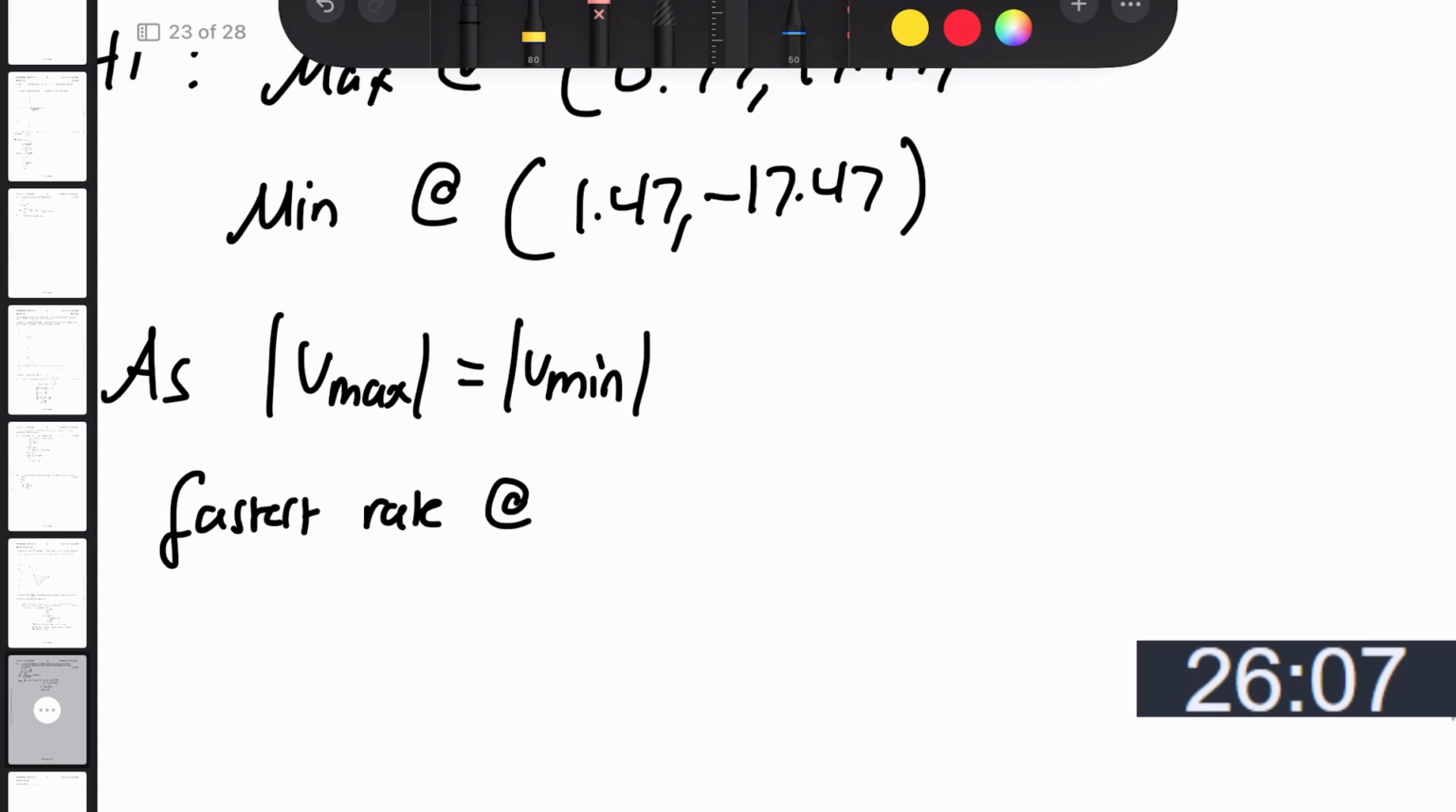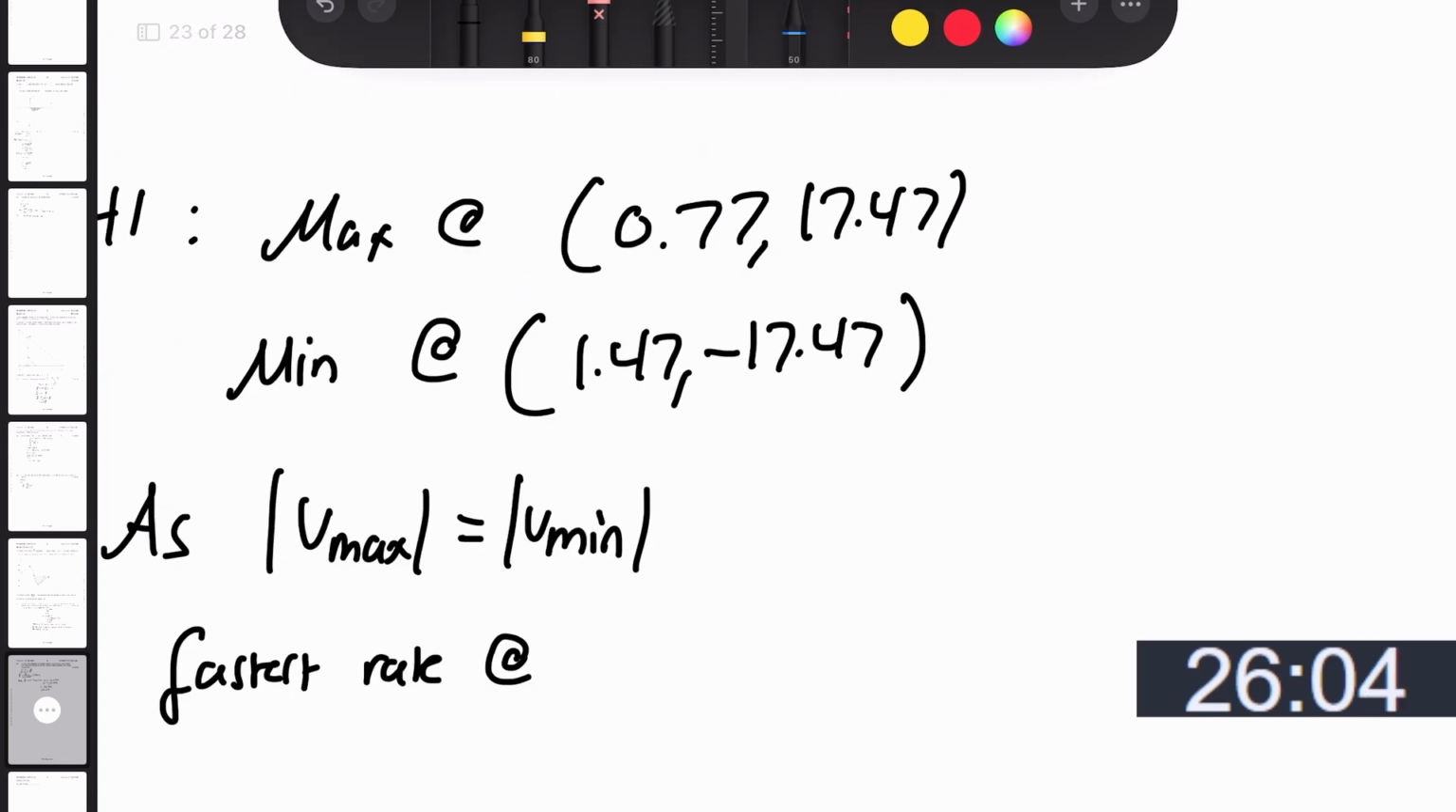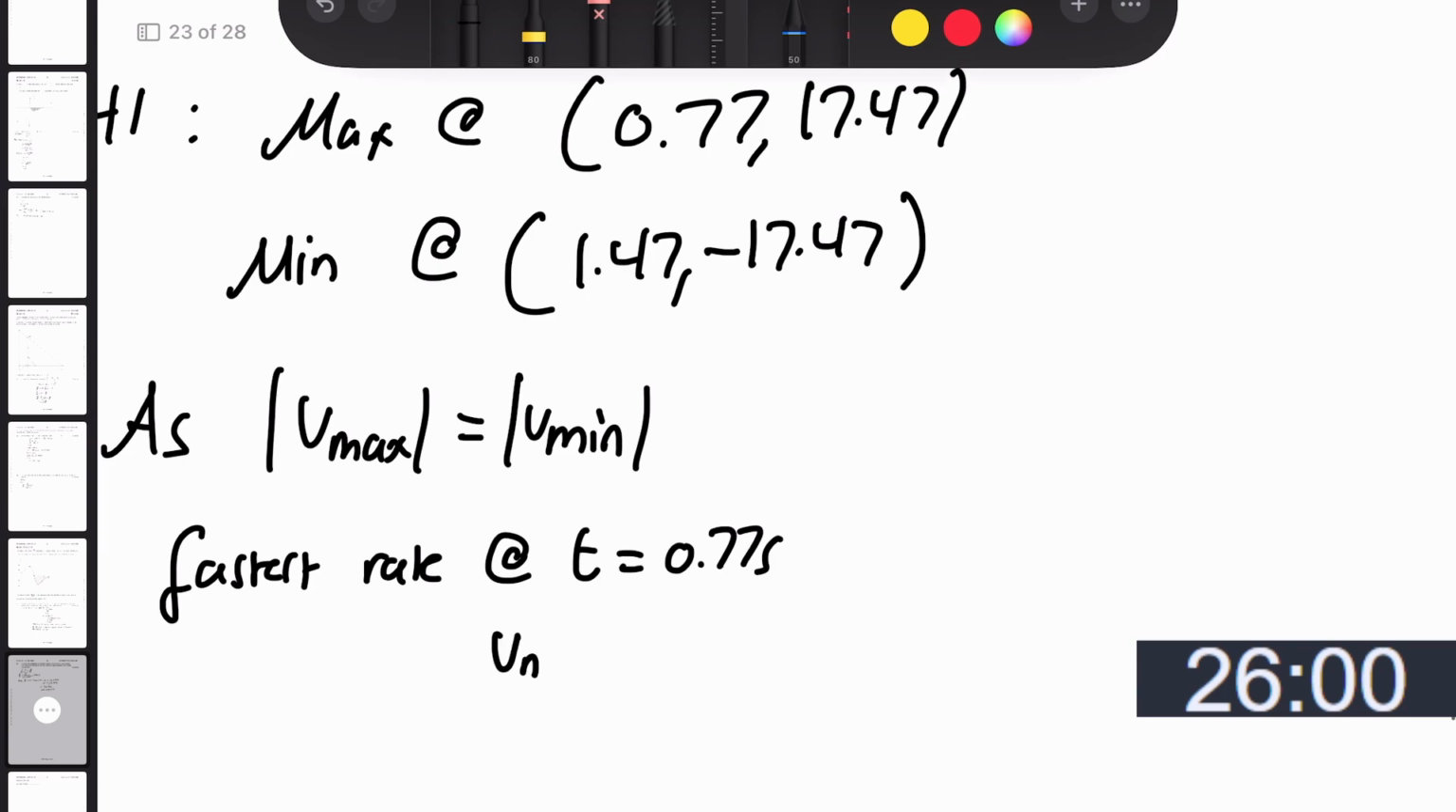I'm going to go with the positive one. So the fastest rate is at t equals 0.77 seconds. Vmax is 17.47 meters per second.